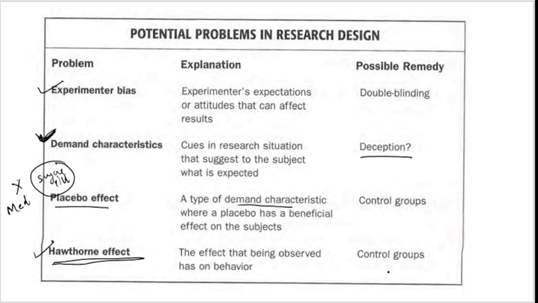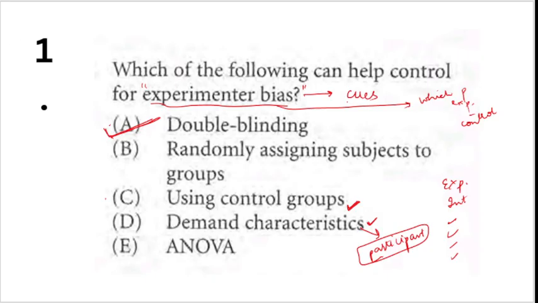And what can be done? We can obviously use control groups. So that was it for our first question, which was related to the expectancy effect. That is a major part of our testing.